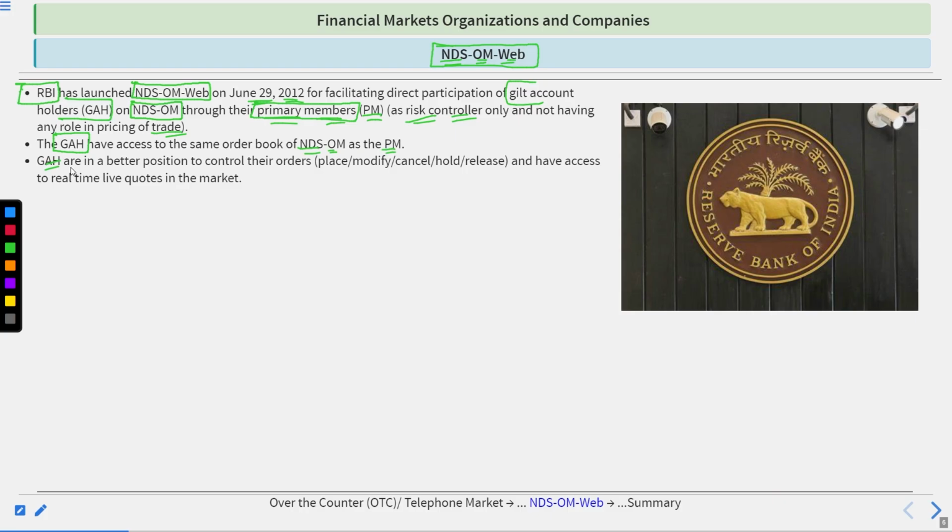The GAH are in a better position to control their orders, like placing, modification, cancelling, holding, releasing, and having access to the real-time live quotes in the market.